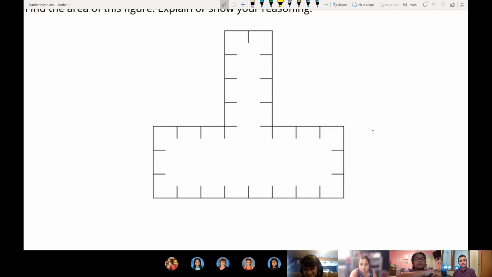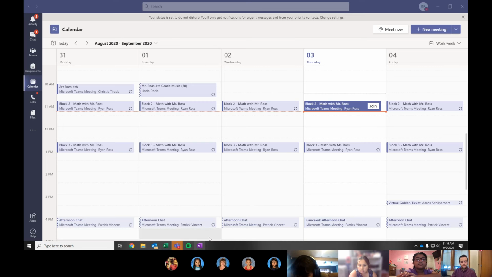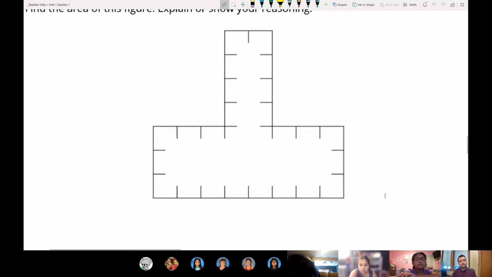So we don't have much time, guys. If you know how you could break this up and cut it up into different rectangles, let me know. Any ideas? Tania?